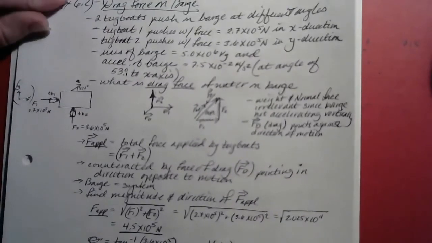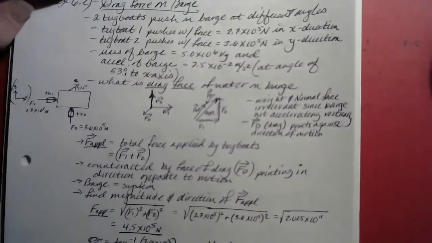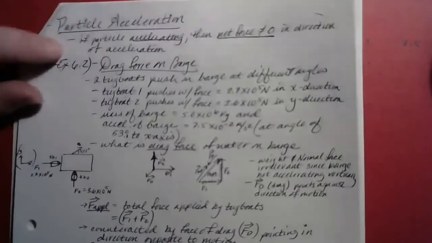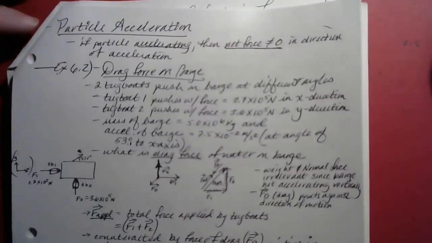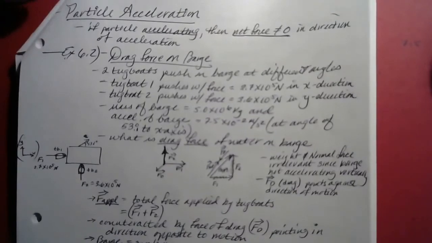Okay, that was particles at equilibrium. This is particles or objects undergoing acceleration. If a particle or an object is accelerating, then that means that the net force in the direction of acceleration is not zero.